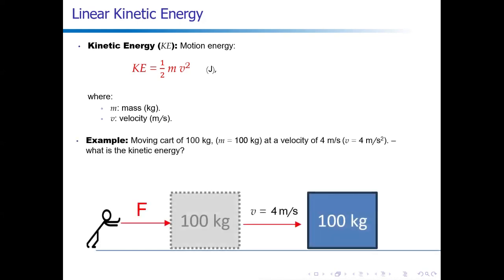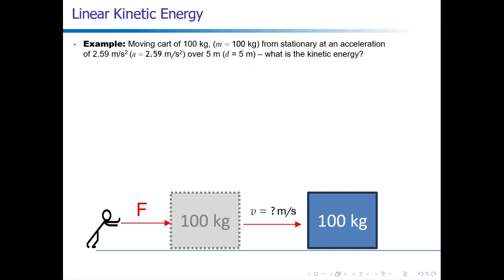Let's calculate the kinetic energy the 100-kilogram cart from the previous slide has if it was moving at 4 meters per second. Plugging these into the kinetic energy equation, we determine that the cart has 400 joules of kinetic energy while moving at 4 meters per second. Importantly, the moment the cart has that speed, it has kinetic energy stored in motion. If the cart were to stop, the energy would have to be transferred or dissipated, for example, as heat through friction.